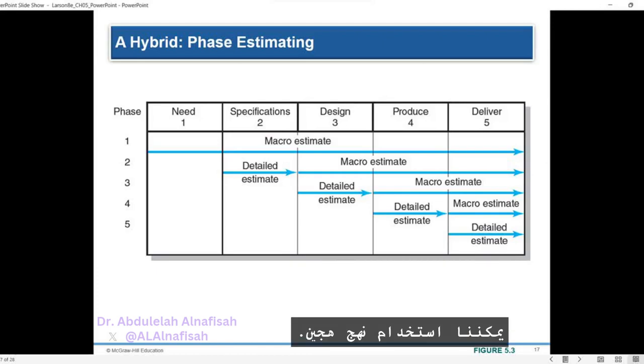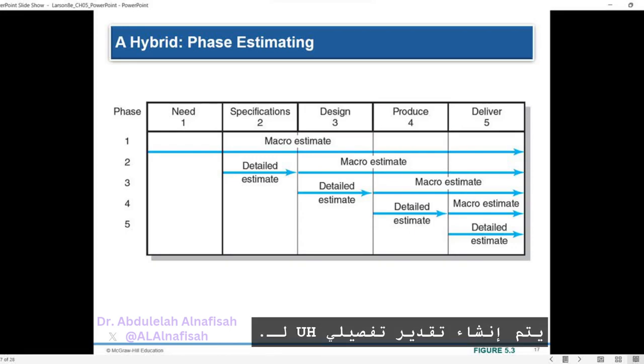Additionally, we can utilize a hybrid approach or phase estimating, which combines elements of top-down and bottom-up estimation methods. This approach is particularly useful for projects with a high level of uncertainty, such as aerospace projects, IT projects, new technology projects, and construction projects with incomplete designs. Phase estimating involves developing a top-down estimate for the entire project and then refining the estimates for each phase as the project progresses. Instead of attempting to estimate the entire project up front, phase estimating employs a two-estimate system.